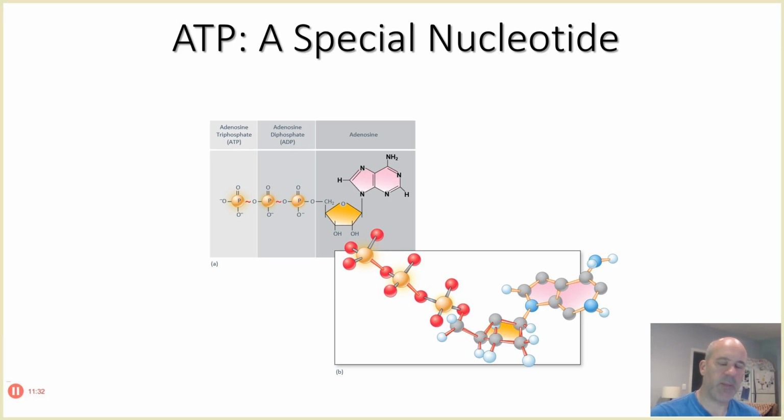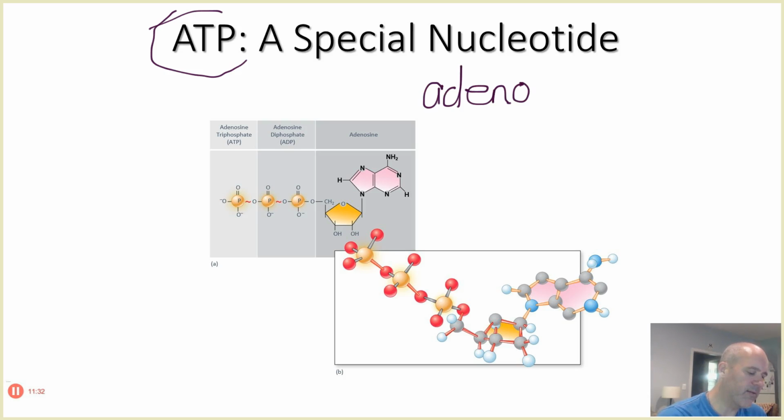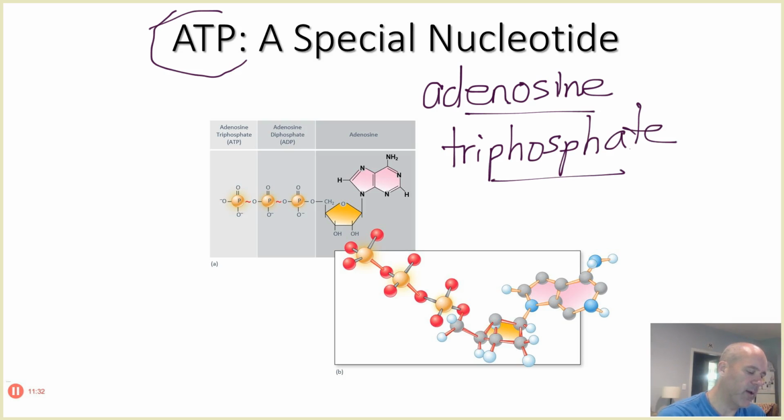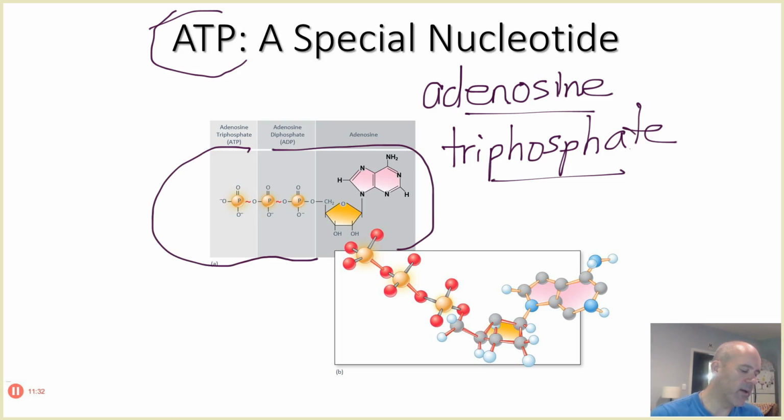All right, there is a very special type of nucleotide called ATP. You hear about this in any biology class. ATP stands for adenosine triphosphate. And here is a bigger diagram of what ATP looks like.